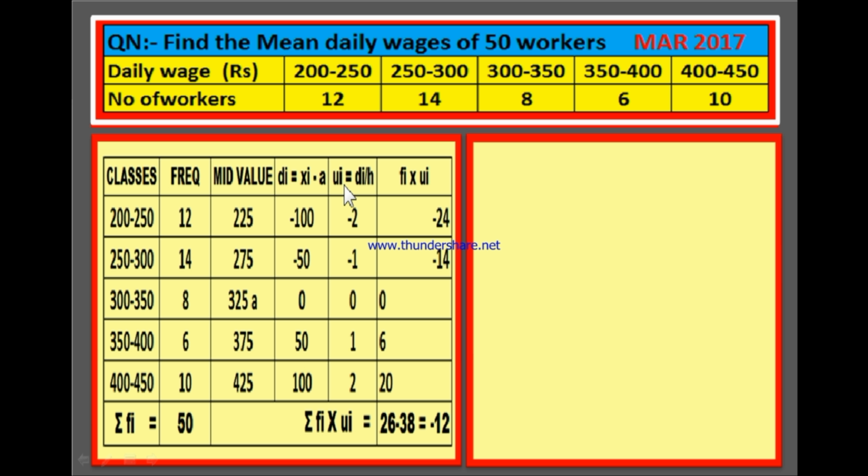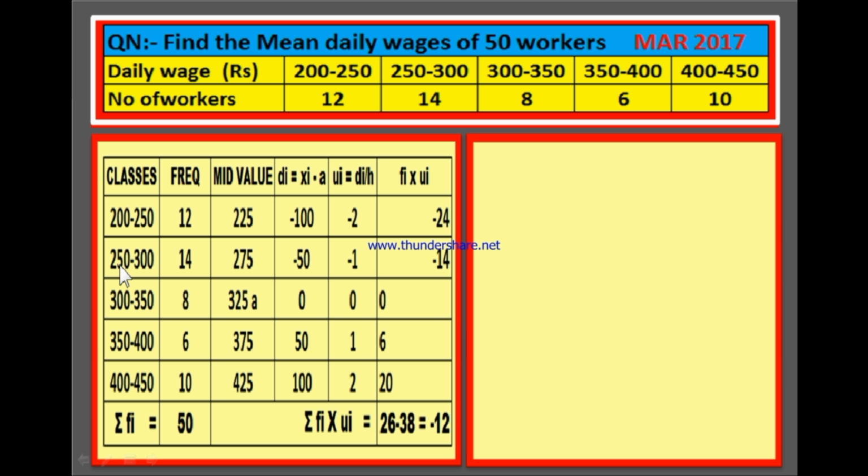Since h is 50, now the ui column, ui is di divided by h. Minus 100 divided by 50 is minus 2. Minus 50 divided by 50 is minus 1. 0 divided by 50 is 0. 50 divided by 50 is 1. 100 divided by 50 is 2. Or in simple words, corresponding to a you write 0 and above 0 you write minus 1, minus 2, and below 0 you write plus 1 and plus 2.